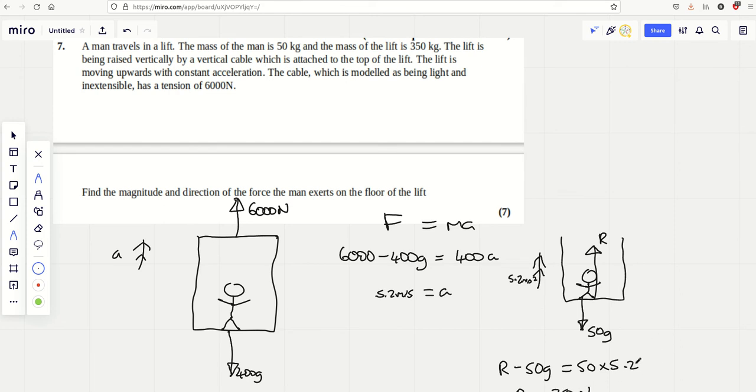I think to 3 sig fig. So that's all you need to really do here. R minus 50g is 58, and then R is 750 newtons. Now that's the magnitude of the force exerted by the man on the lift. Now, is it the man exerting the force on the floor of the lift, or the lift exerting the force on the man? Well, both will be equal and opposite. They've asked for the direction of the force that the man exerts on the floor of the lift, and that is going to be in the direction downwards, because it's the man on the floor of the lift. And that's all there is to that one.